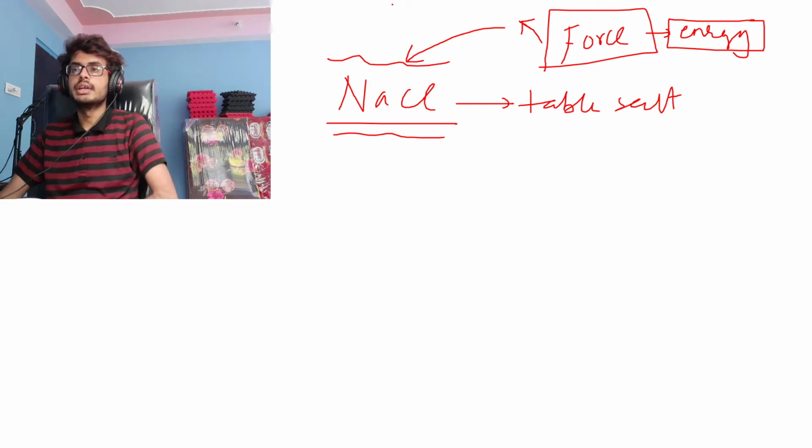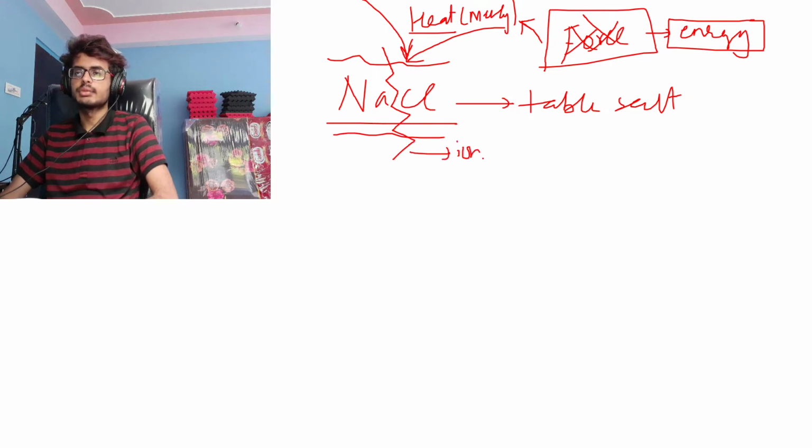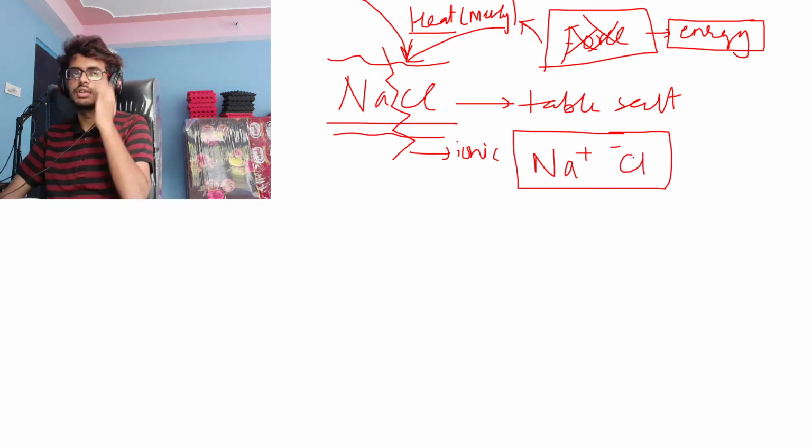So if I apply some external energy, let's not confuse ourselves with force. Let's say I apply some external energy to NaCl, let's say I heat it, or further, let's say melting. So I melt sodium chloride. The bond between sodium and chloride is ionic, right? So Na plus will come close to chloride ions because they are positive and negative. Unlike charges attract. So these two are held together by strong forces of electrostatics.